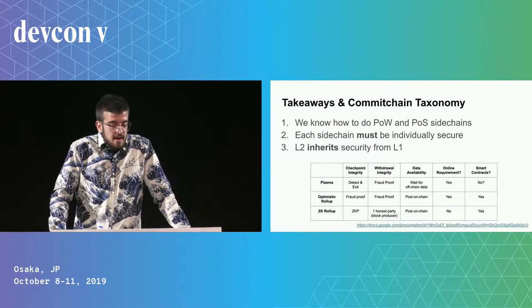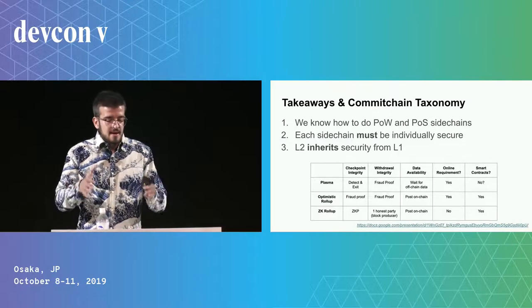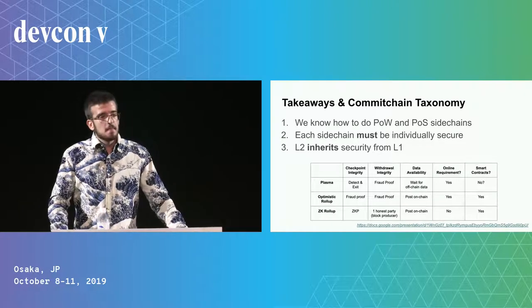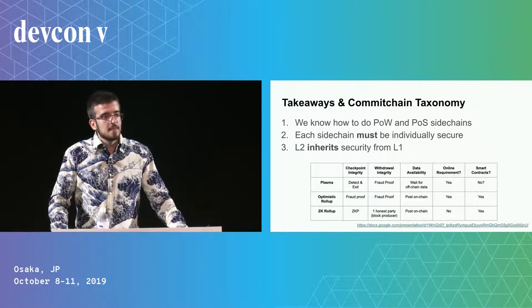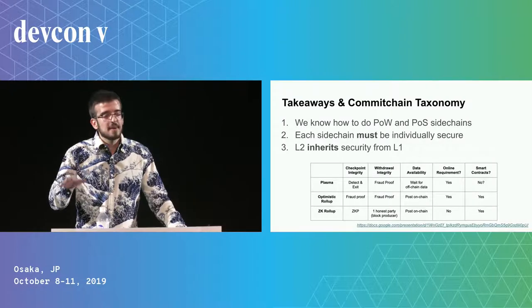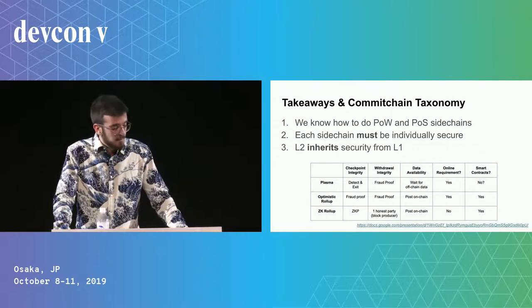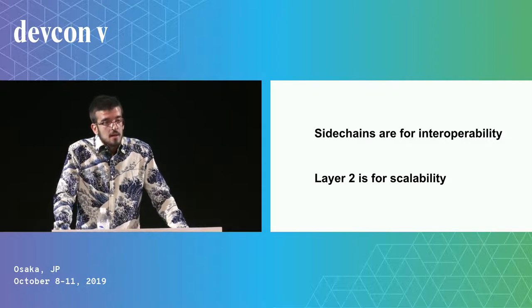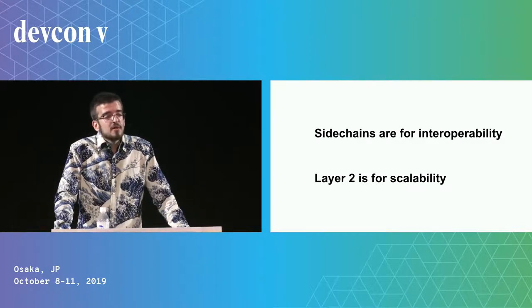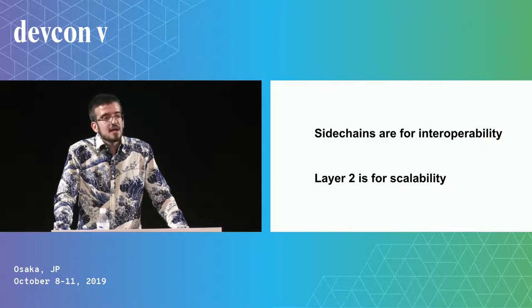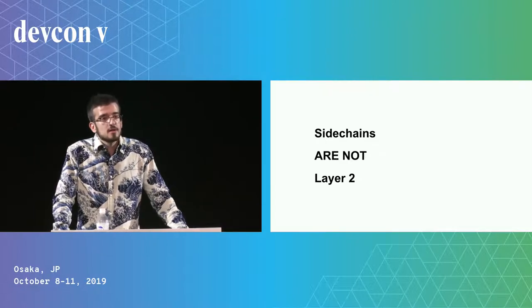I'm a fan of this direction. This is the current direction that we're going, it seems. But we should be very skeptical about how much we're just dumping on the layer one, because nobody can sync an Ethereum full node, and this is not going to help with it. The conclusion is sidechains are for interoperability. Layer two is for scalability. Sidechains are not layer two.